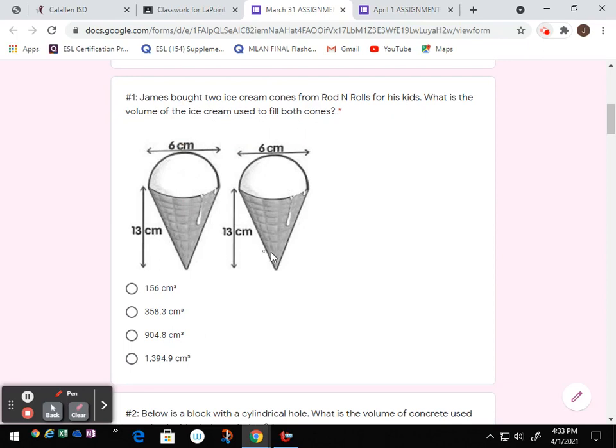As we can see, we have 2 ice cream cones with ice cream inside. So we're just going to worry about finding one of these shapes. As we can see, we have 2 3D shapes. We have a hemisphere right here, and we have a cone right here. So we need to find the volume of both shapes. So let's start off with finding the cone.